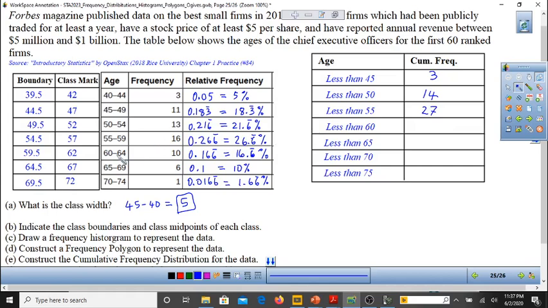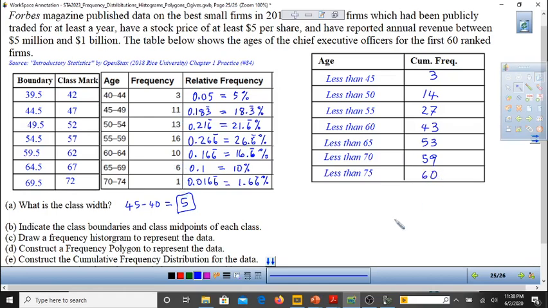And then what's less than 60? That's all the items in the first 4 classes, which are the first 27 plus this additional 16, which would be 43. And then what's less than 65 is those in the first 5 classes, which is the first 43 plus another 10, 53. What's less than 70? All of these classes, which is the first 53 plus this additional 6, which will be 59. And what's less than 75? All of them are less than 75, which is all 60 values.